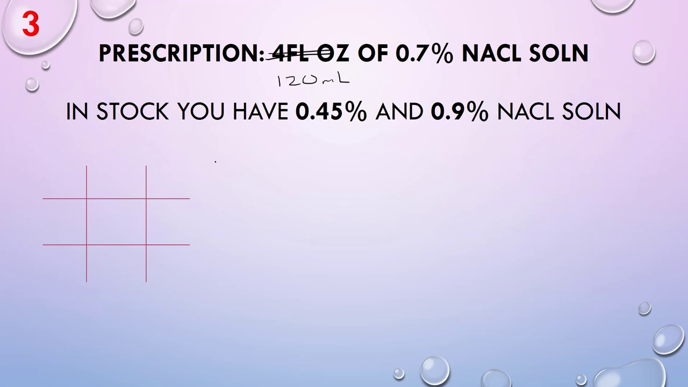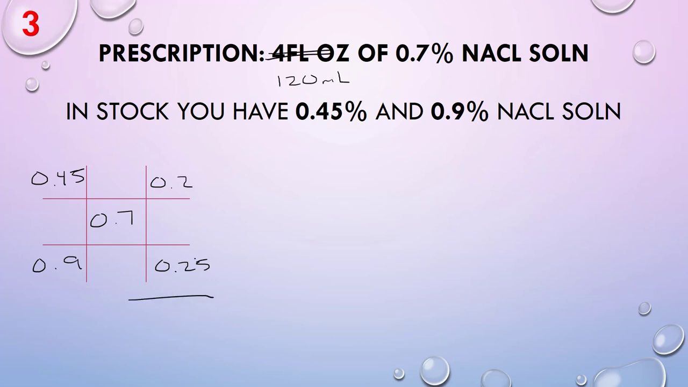I'll explain why at the end, you'll see. Alright, so we're going to write what we're after in the middle, which is 0.7. What we have is 0.45 and 0.9. Cross subtract, and 0.45 minus 0.7 is 0.25. 0.9 minus 0.7 is 0.2.